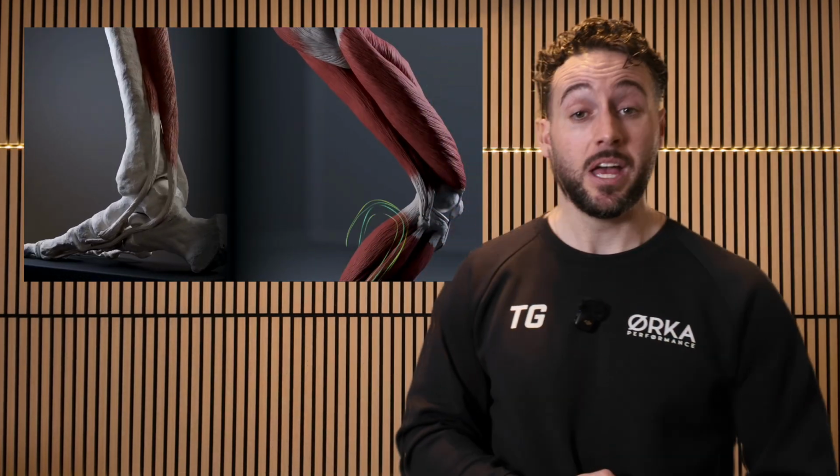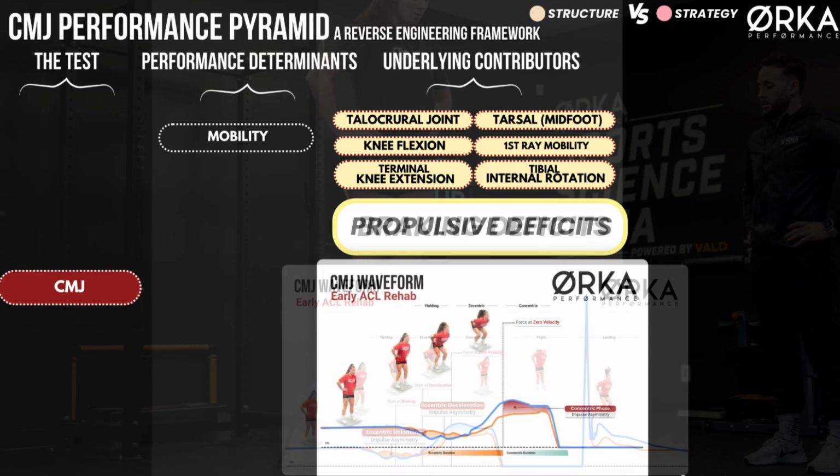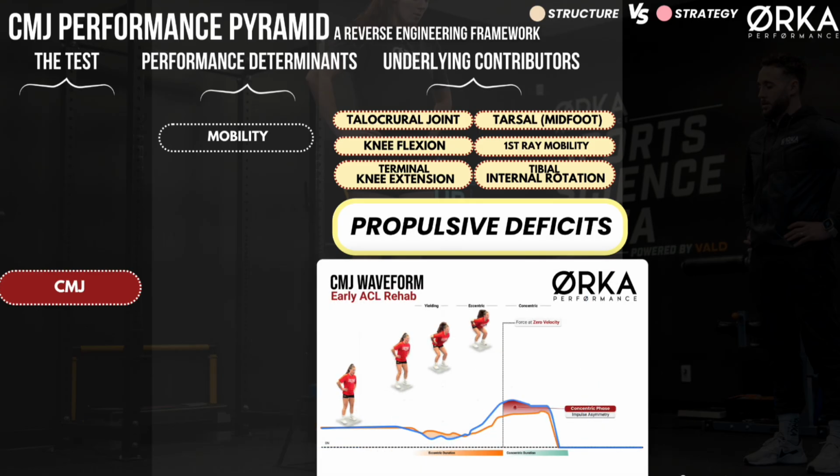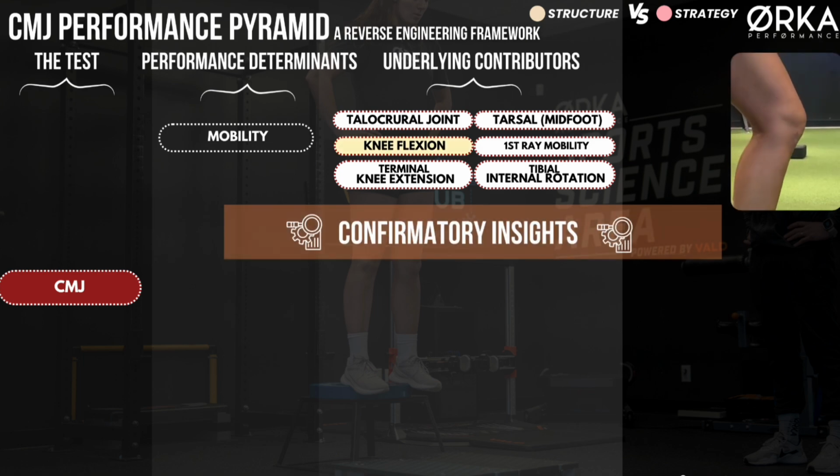So there's this coupling pattern that needs to happen through the lower limb. And all of those things could either influence braking deficits or they could influence propulsive deficits. For each one of those contributors, we're going to want to have some subsets of confirmatory tests to dictate to us whether or not we need to address that.